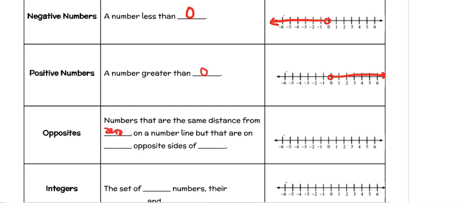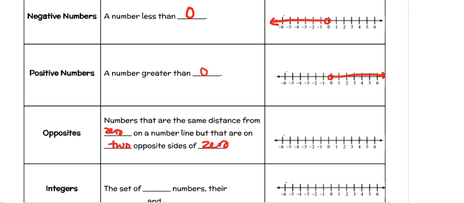Opposites: numbers that are the same distance from 0 on a number line, but are on opposite sides of 0. Sometimes I don't know what the definition is. On two opposite sides of 0.